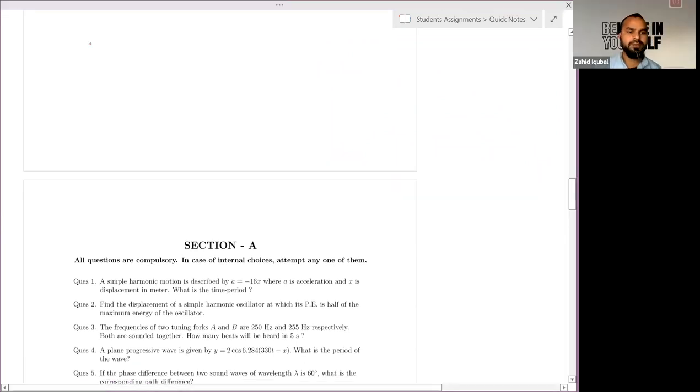So let's discuss the question paper. The first question is, a simple harmonic motion is described by a = -16x. According to acceleration in SHM, it would be a = -ω²x. So just compare this expression to this part. On comparing, you will get ω² = 16. So ω will be root under 16, that is 4.